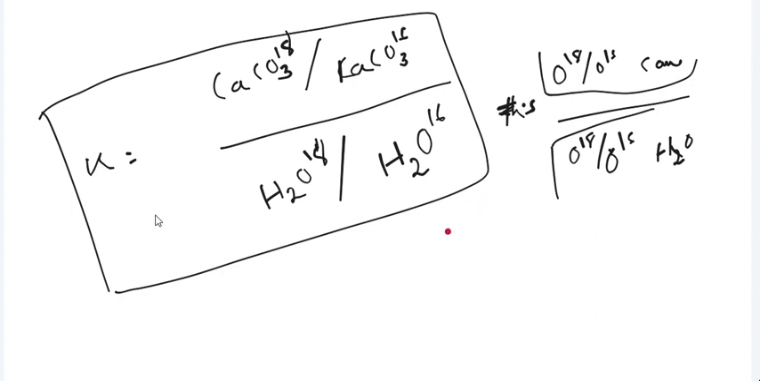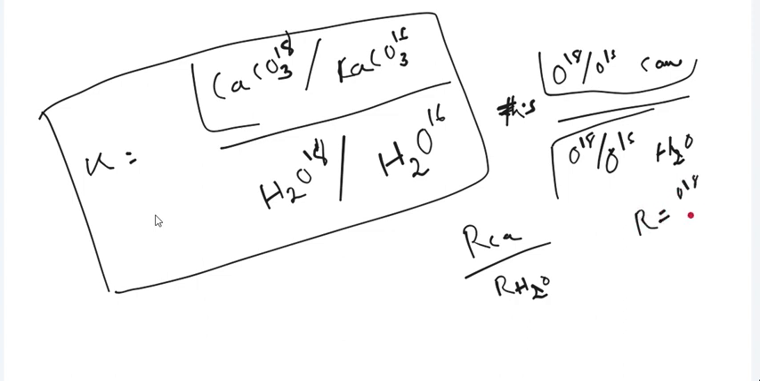So now, consider this is R CaCO3 and this is R H2O. R, as we already know, means O18 by O16. Alpha is equal to R_A by R_B, which we have calculated. So R CaCO3 by R H2O.